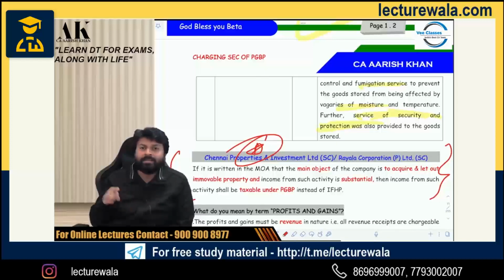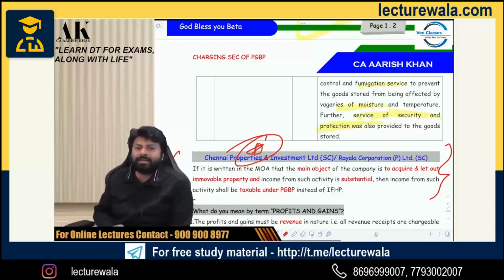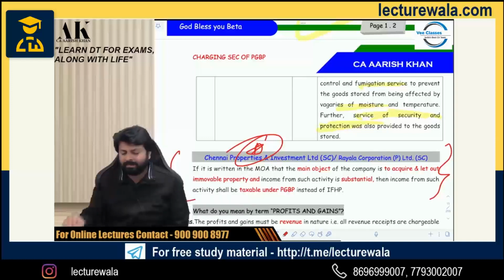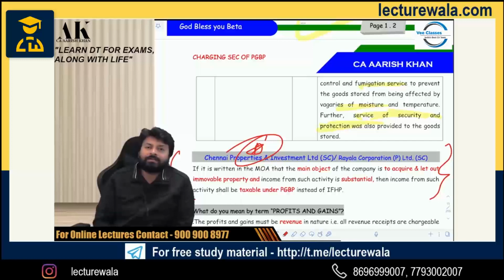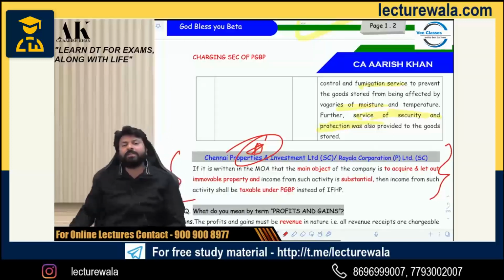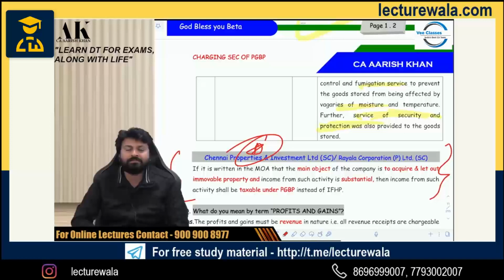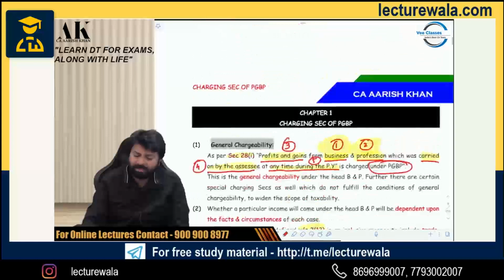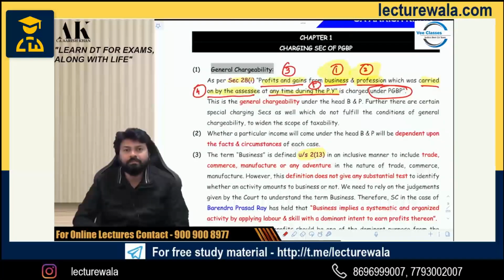But if any entity is acquiring a building with an intention of letting out and writing that in the memorandum of association, and substantial income also comes from letting out, then that income will be considered as PGBP income and not as HP income. So what is business and what is not is a matter of great discussion. It's a matter of great litigation. A lot of disputes are there in that. Be very careful about it. This is what the great litigative discussion is all about: what comes in business, what does not come in business, what comes in profession, what does not come in profession.